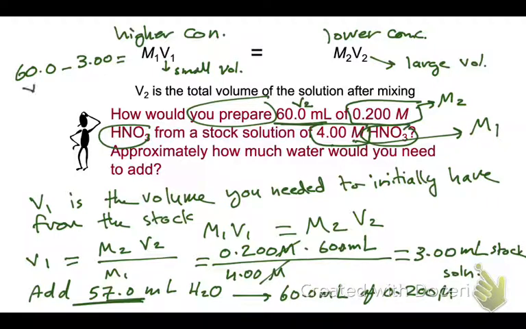So this is V2 and this is V1. This is the amount that you need to add, solvent added, right? That is the volume that was added, which is the final volume minus the initial volume of your higher concentration solution.